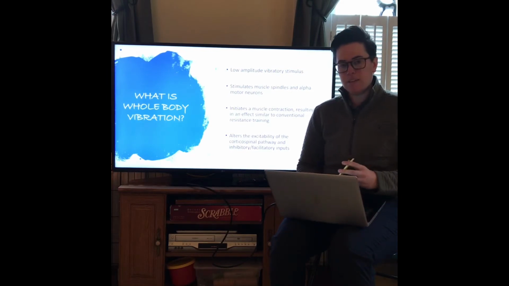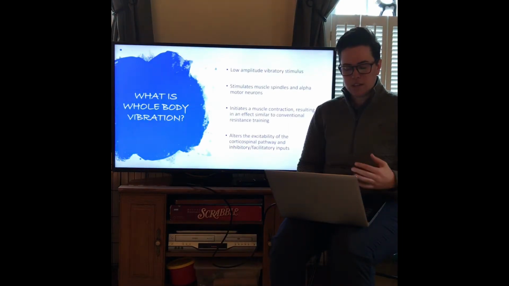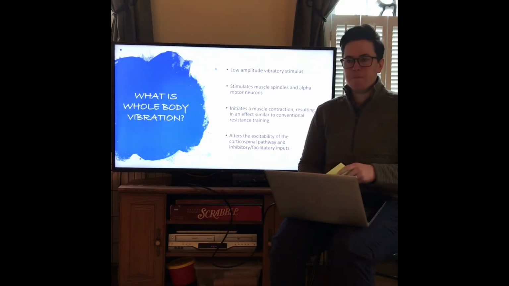The way that it works is it's going to stimulate the muscle spindles and alpha neurons, which is then going to initiate a muscle contraction, which results in an effect similar to conventional strength training. The vibration is going to alter the excitability of the corticospinal pathway, as well as the inhibitory and facilitatory inputs. With spasticity, we're dealing with a hyperexcitability of those inputs and a lack of inhibitory control. So the vibration is going to alter those in hopes to sort of balance them out.